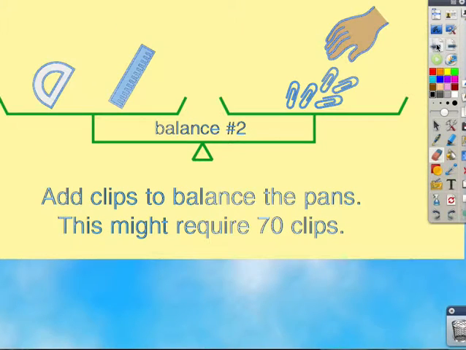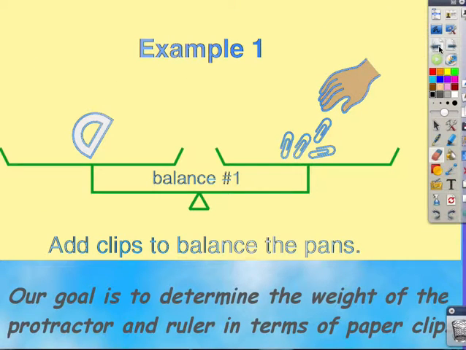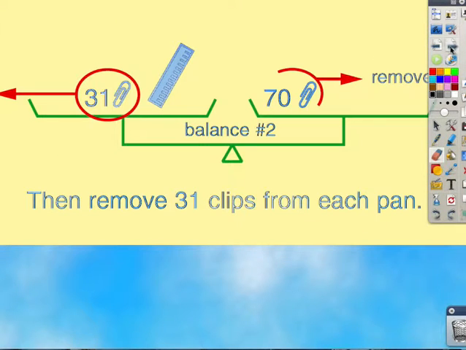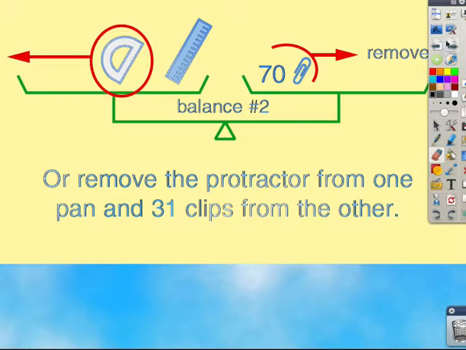So here we had learned back here how many paper clips it took. We know that it's about 31 paper clips that is going to be equal to a protractor, so they can be in exchange for each other. So now I can easily figure out what this ruler is going to be equal to, because if there are 31 paper clips on this side and 70 on this side, we can take 31 paper clips away from both sides, and that would leave us, and that's just showing you kind of what it's doing.